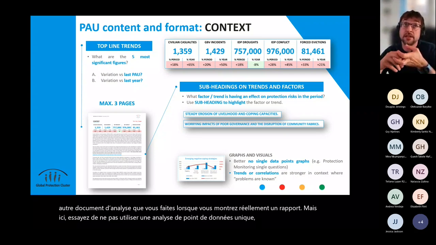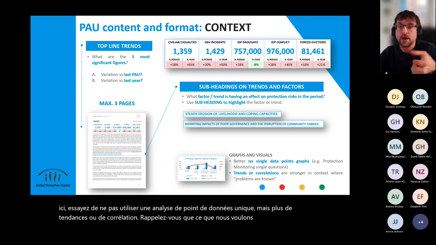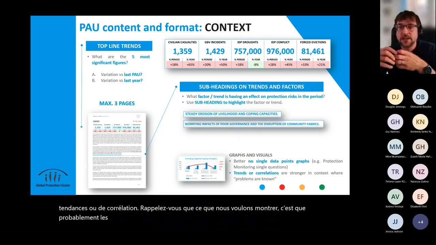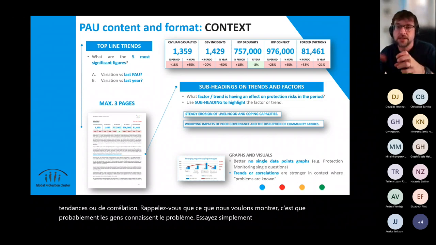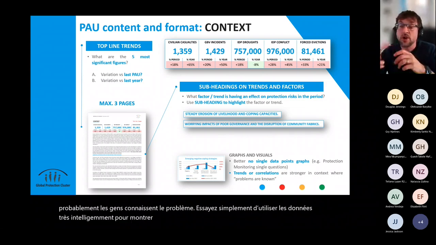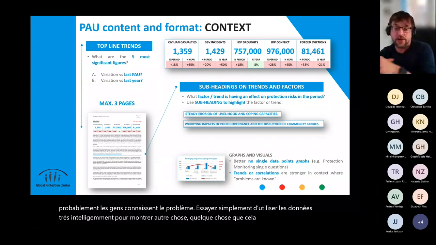Remember that what we want to show is that probably people know about the problem, so try to use the data very smartly, to show something else, something that strongly suggests the priority protection risks and why those are priority on our side.